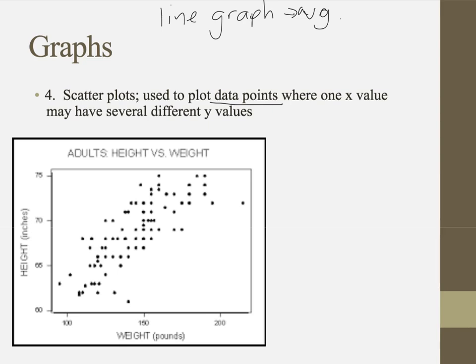Notice that these dots aren't connected. If I wanted to show a general trend, I could add what's called a trend line. We'll talk more about that later. But the points aren't connected with a single line like they were in a line graph.